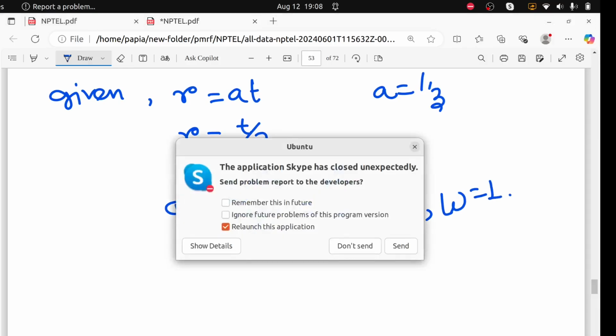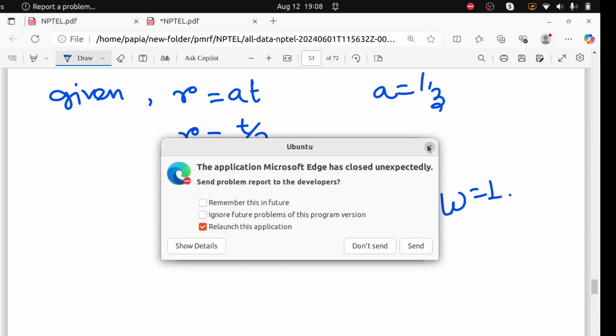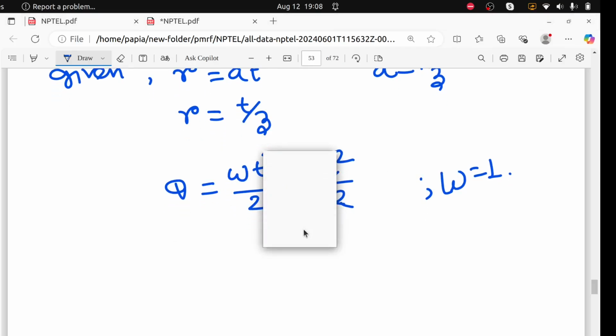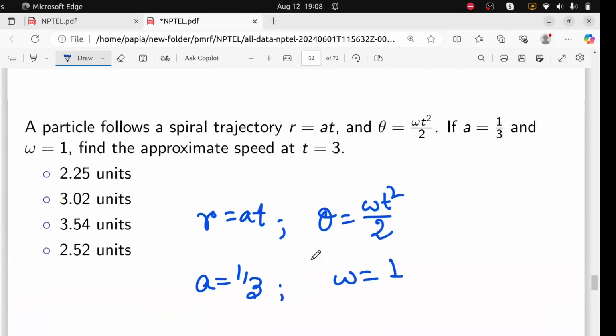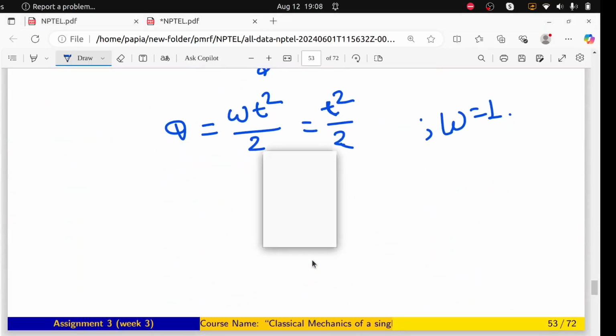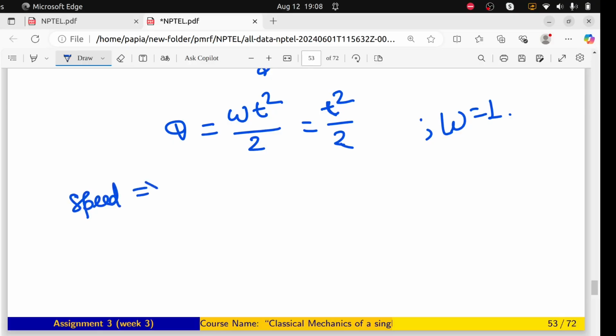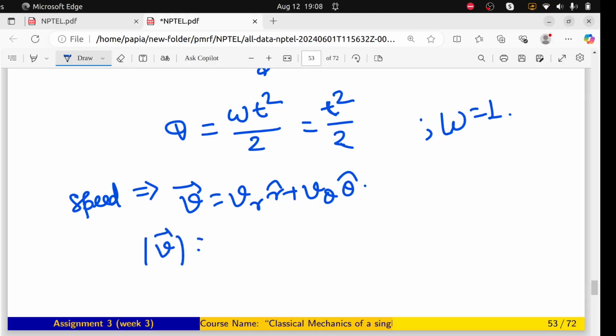Now what are they asking? They are asking what is the approximate speed at t equals 3. So first we will calculate the speed. How will we calculate the speed? Speed is basically the v vector. I can write it like v_r r cap plus v_theta theta cap, and the mod value of v is the root over v_r square plus v_theta square.